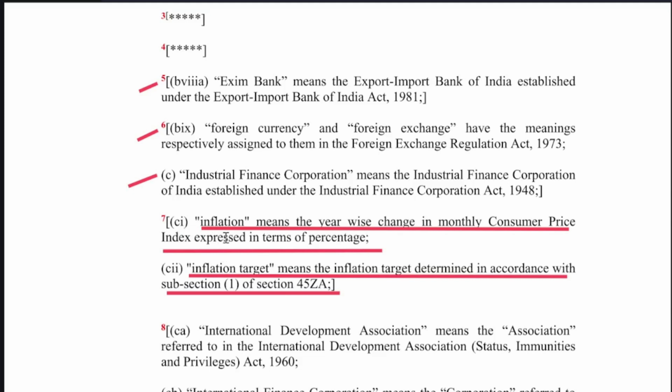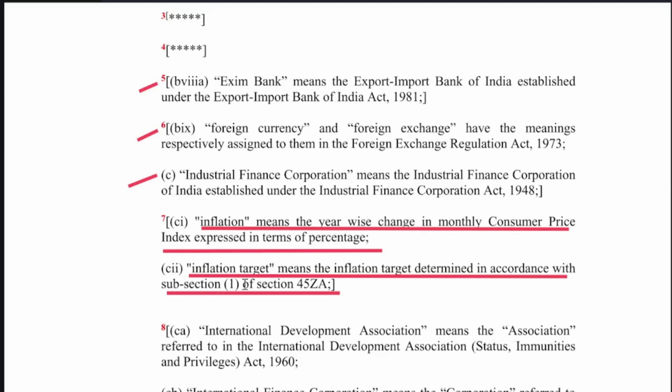Inflation क्या होता है? Inflation basically शुद्ध हिंदी में अगर बोला जाए तो इसको मतलब होता है मुद्रास्फीति. Inflation technical sense में मतलब हुआ price rise, general price rise. तो inflation को यहाँ कैसे define किया गया? How is it defined in this act? Inflation means the year-wise change in the monthly consumer price index expressed in terms of percentage. Meaning thereby, year on year, the change in the consumer price index calculated monthly and expressed in percentage terms would be called inflation.